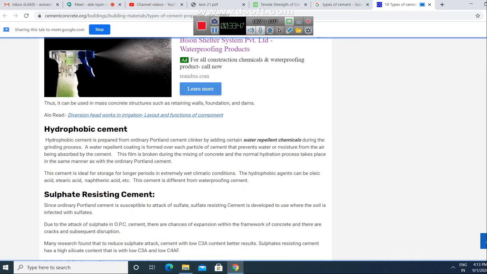A hydrophobic cement is prepared from OPC clinker by adding certain water repellent chemicals during the grinding process. So whenever you are grinding the raw materials required for cement manufacture, you will be adding some water repellent chemicals also. If the water repellent chemicals are added, a water repellent coating will be formed over the cement particle. And if the water repellent coating is present, it can prevent the water or moisture from being absorbed by the cement.